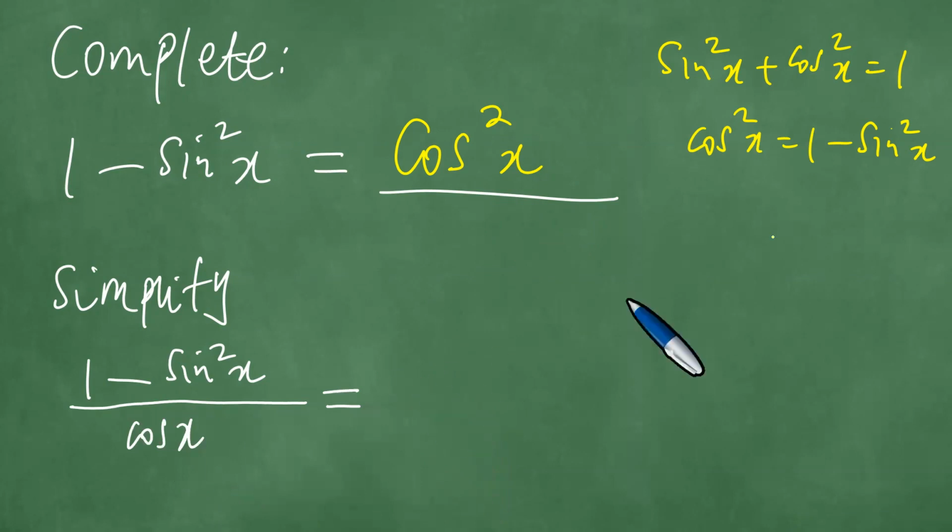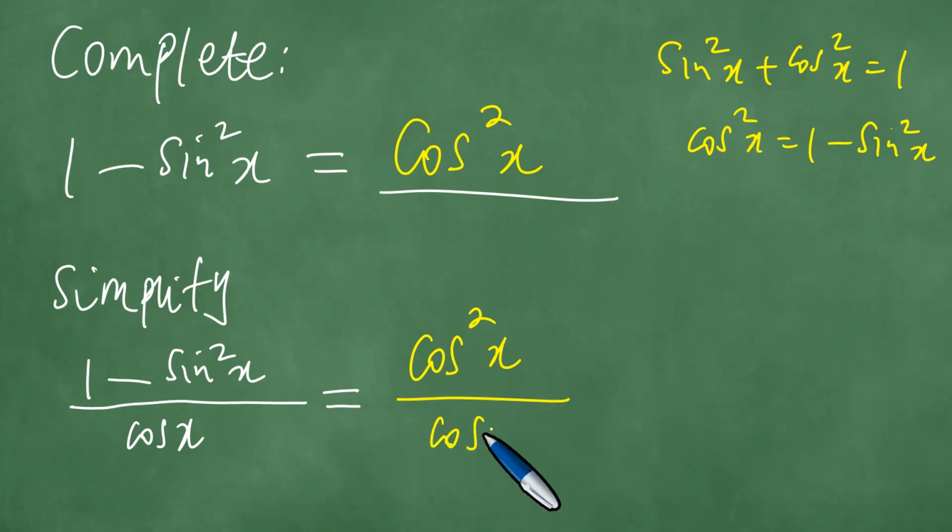What is 1 minus sine squared? Cosine squared, divided by cosine x. What is cosine x now? Cosine squared x divided by cosine x. We need to simplify. Cosine squared x divided by cosine x is just cosine x. So these are the answers.